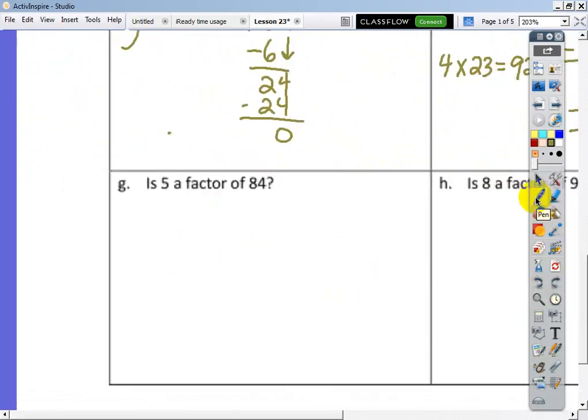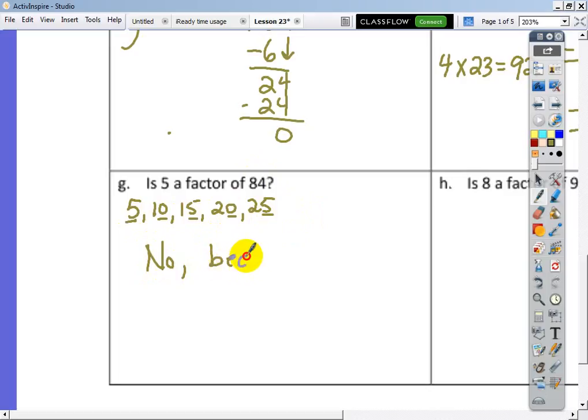This is easy. When you count by 5s, you would say, oh, I know, 5, 10, 15, 20, 25. Well, I noticed something: they always end in 5 or a 0, 5 or a 0, 5, or the next one's a 0. So if it doesn't end in 5 or 0, it can't be. 5 can't go into 84 because it doesn't end in a 5 or 0. I'm just going to say no.